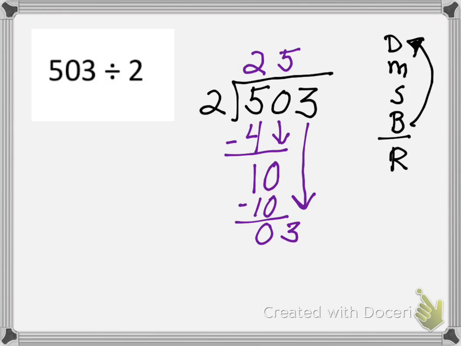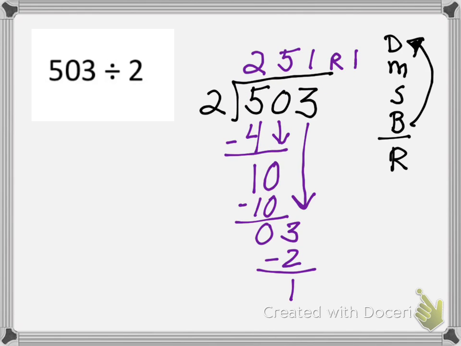2 goes into 3 once. And after we divide, we multiply. 1 times 2 is 2. After we multiply, we subtract, and we get 1. Then we check to see, are there any numbers left to bring down? And there are no more numbers to bring down. So our 1 becomes our remainder. So our answer is 251, remainder 1.